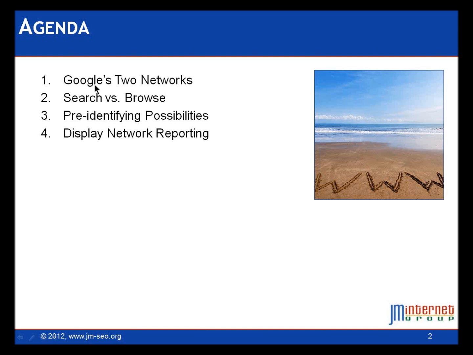So here's our agenda. First, we're going to understand the two different networks that are available to AdWords advertisers on Google. We're going to talk a little bit about how absolutely different search is from browsing. We're going to talk about pre-identifying the possibilities of where you might run if you choose to run on the display network. And then we're going to conclude by looking at where you go to see where you've actually been placed on the display network.